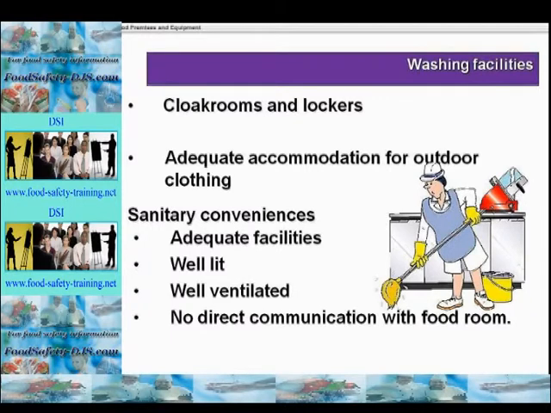Cloakrooms and lockers should be adequate for outdoor clothing. Two compartments are recommended, one for own clothing, external clothing, and one for work clothing. Sanitary conveniences: there should be adequate facilities for the number of people working in the area. They should be well lit, well ventilated, with no direct communication with food room, and adjacent hand washing facilities.